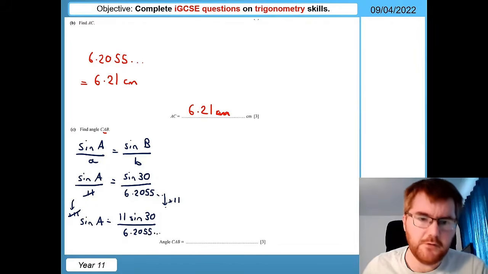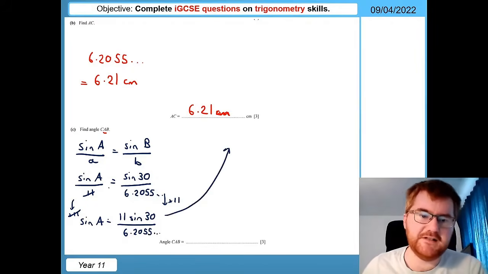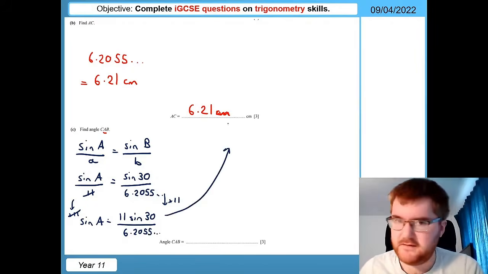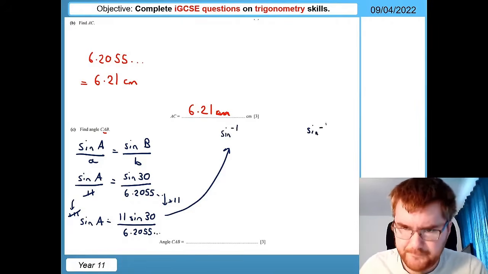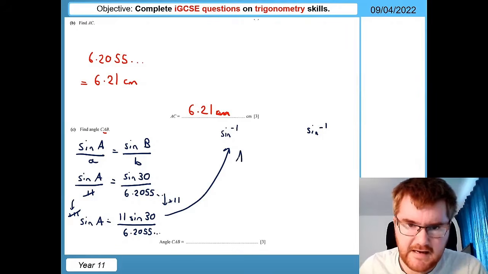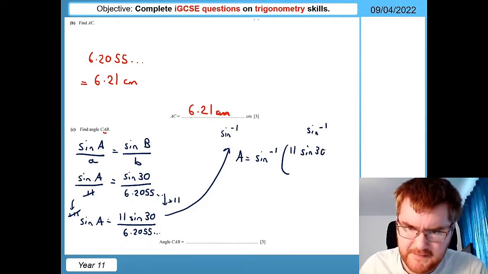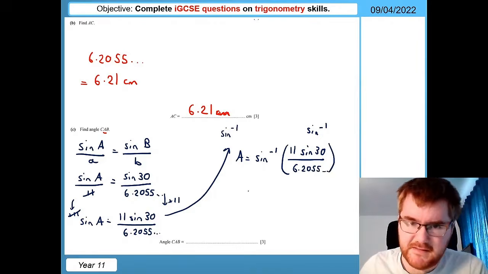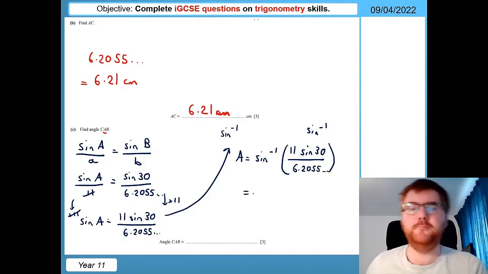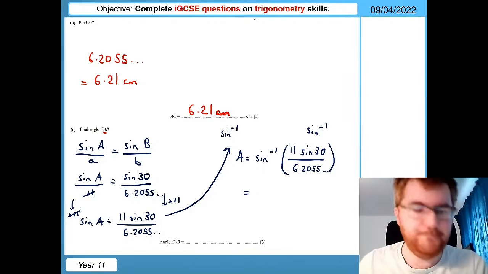6.2055. We're not quite done before we use the calculator. What's the opposite of signing something? Well, inverse sine on both sides. This gives us then A is equal to sine inverse, and then everything in that fraction. So 11 sine 30 over 6.2055 dot dot dot. Remind me to try and use as many decimal places as possible. Let's go and see what the calculator says.